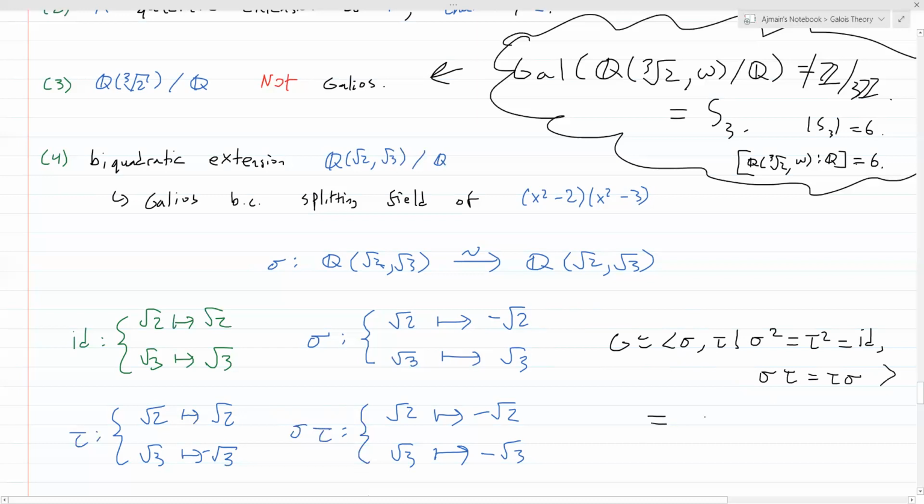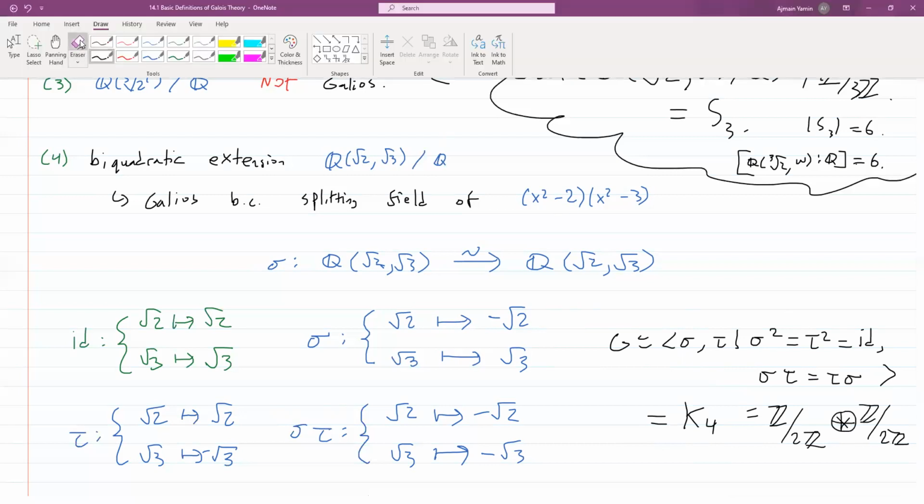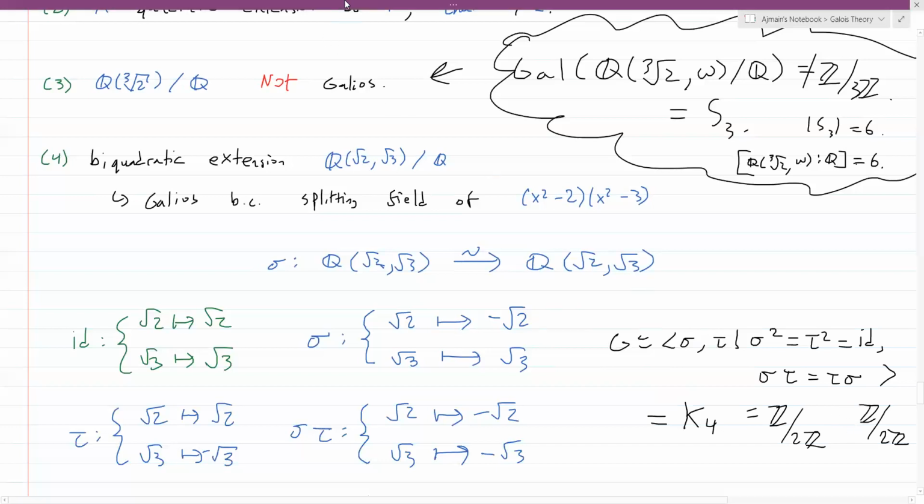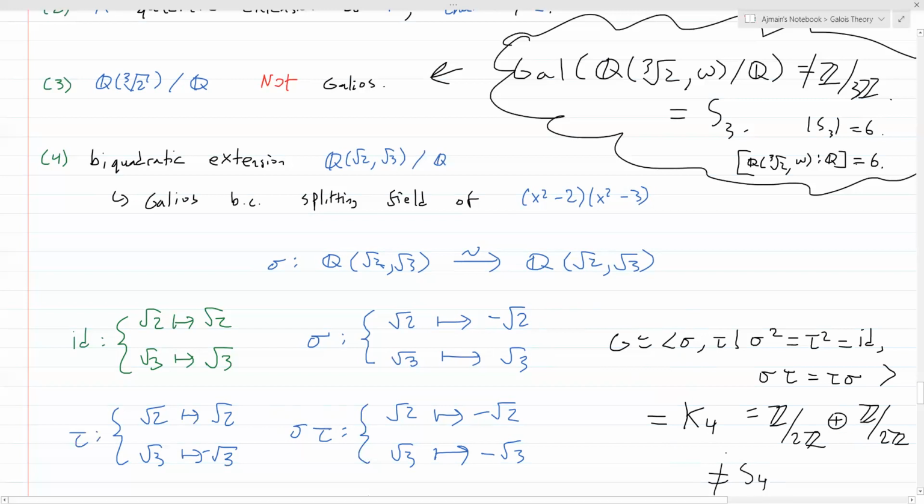And this is a presentation for the Klein 4 group, right? So Z cross 2Z times Z cross 2Z, or direct sum, whatever. So this is an abelian Galois group, and it's not the symmetric group. So this is not equal to S4.